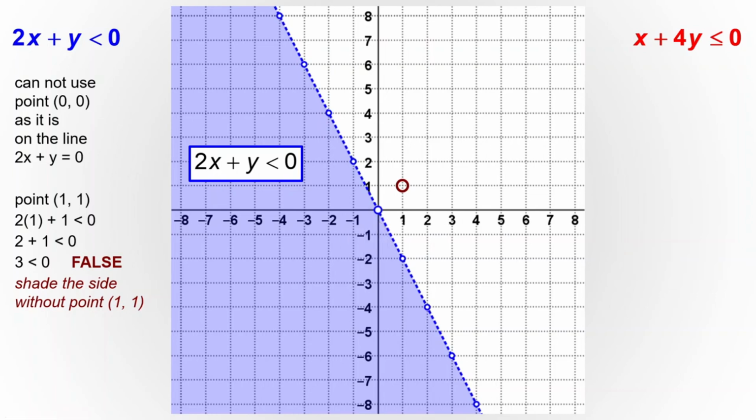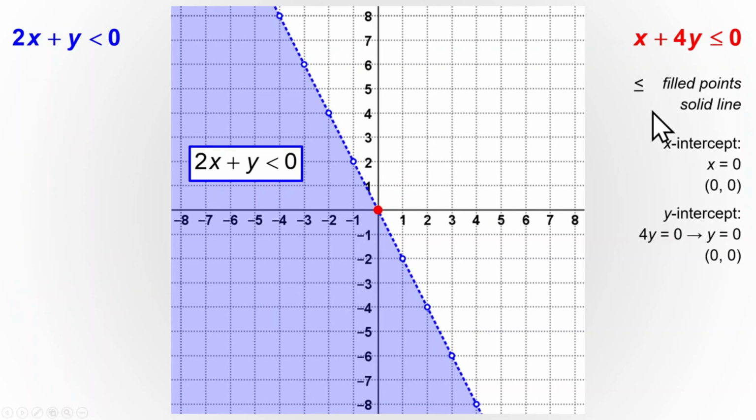So I had to make a different choice, and I chose 1, 1, because it's pretty easy. 2 times 1 plus 1 works out to be 3. And 3 is not less than 0, so because it's a false side, no shading on this side, I'll shade this bottom left side. Let's go do something similar over here with the x plus 4y is less than or equal to 0. Realize, except this time, I will use filled points in a solid line.